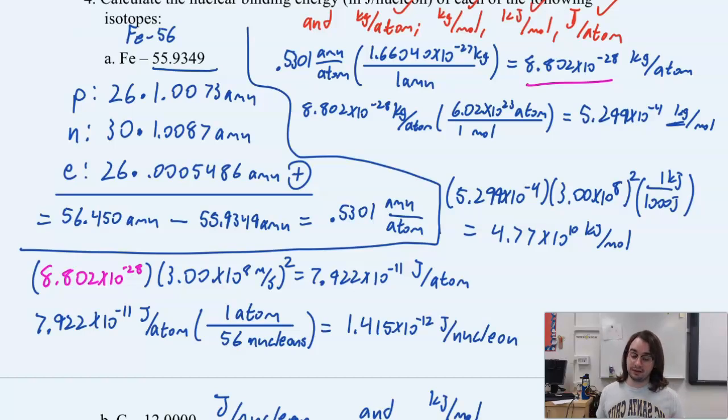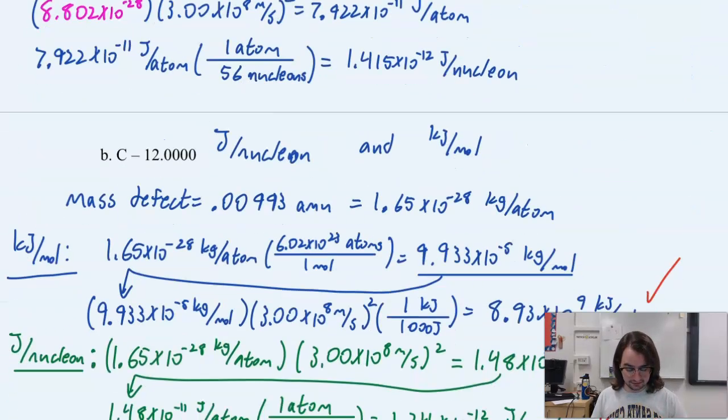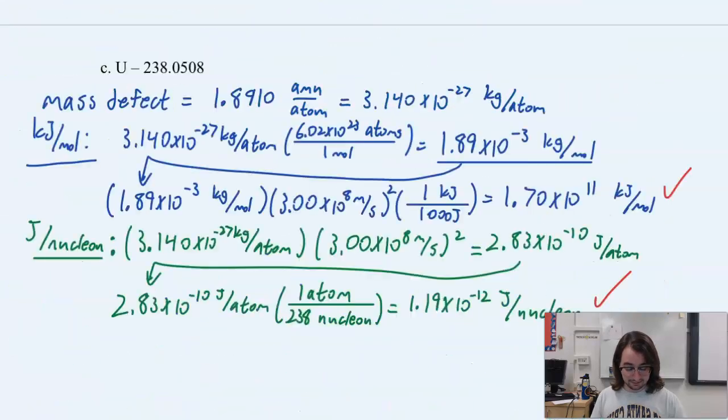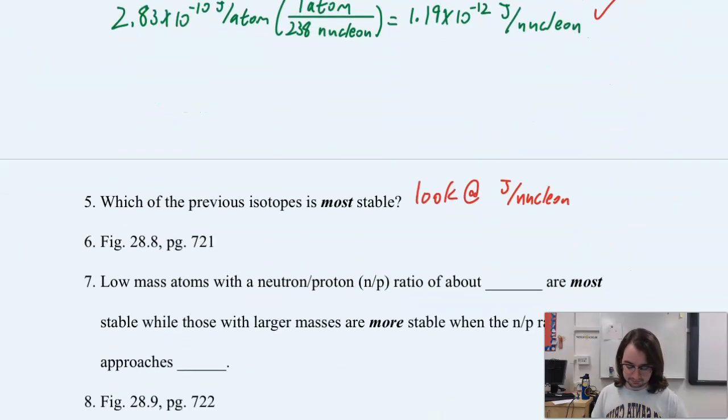And then you could ask yourself, okay, well, which one's releasing the most atom energy? That would be what you look at, the kilojoules per mole. I got 10 to the 10th on that one. I got 10 to the 9th on this one, and 10 to the 11th in the uranium. So the uranium releases the most energy, but it is not as stable as the iron. So interesting thing to keep in mind.